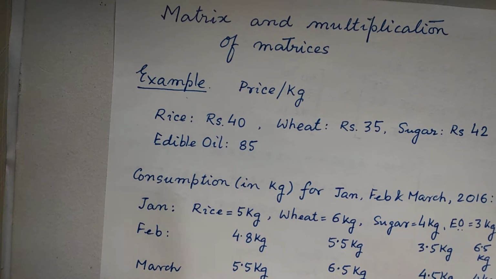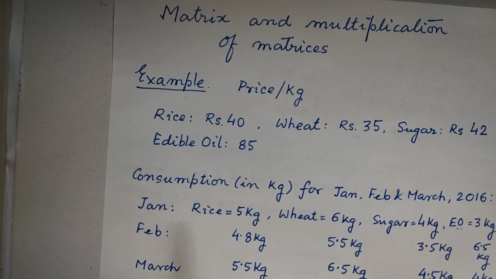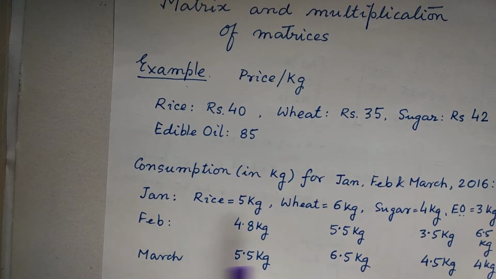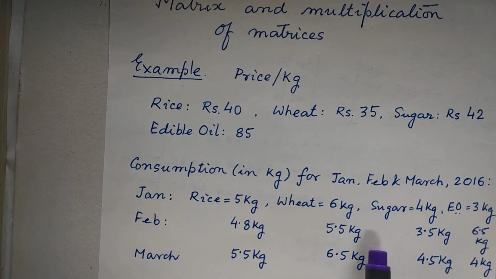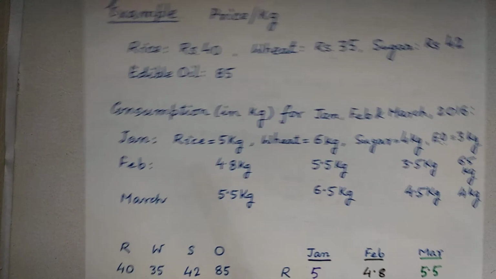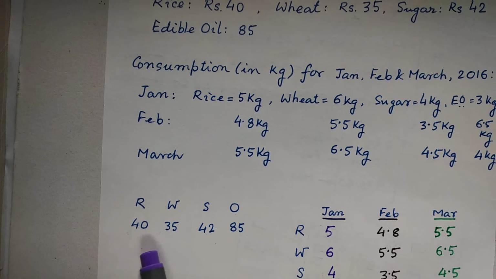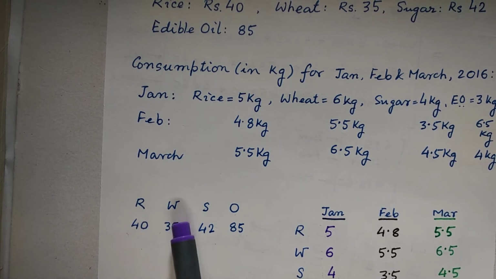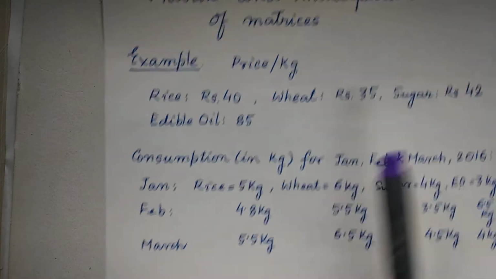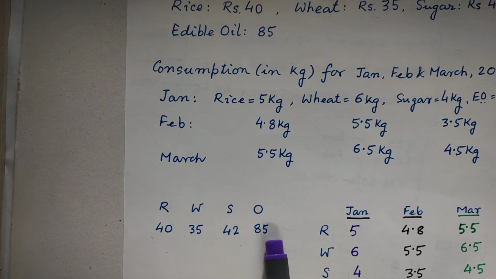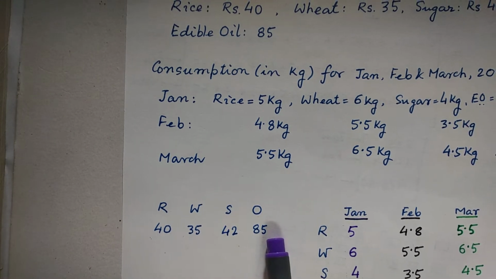The head of the family wants to make a detailed bookkeeping on the expenditure of these items during these 3 months. He can do it in this way. He has tabulated the prices in this row. Rice 40 rupees per kg. The prices have been taken from this list. Rice, wheat, sugar and oil 40, 35, 42, 85 all in rupees per kg.